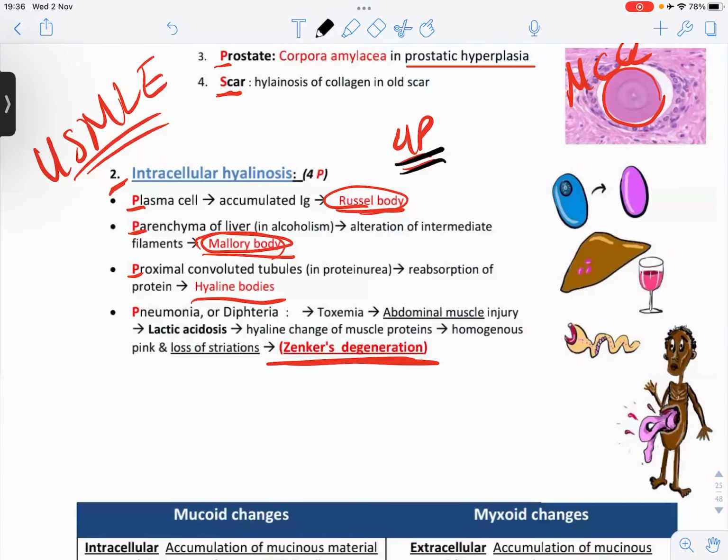First P is plasma cells, Russell body; parenchyma of liver or hepatic cells, Mallory body; proximal convoluted tubules, hyaline body; pneumonia or diphtheria, Zenker's degeneration.